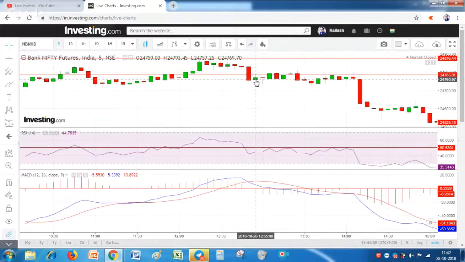Let us say our sell entry is somewhere around 24,760 or so. And this time it has given a big dip. And see, what was our risk and reward? If we entered at the 24,760 level, our stop loss was at 24,877.